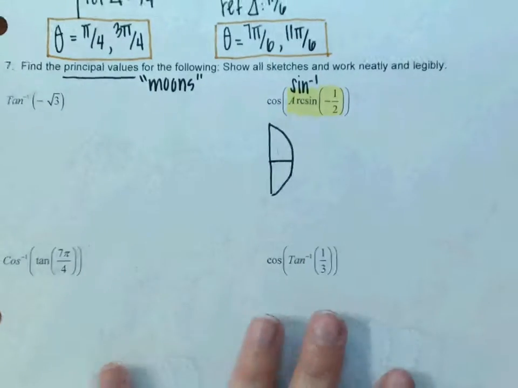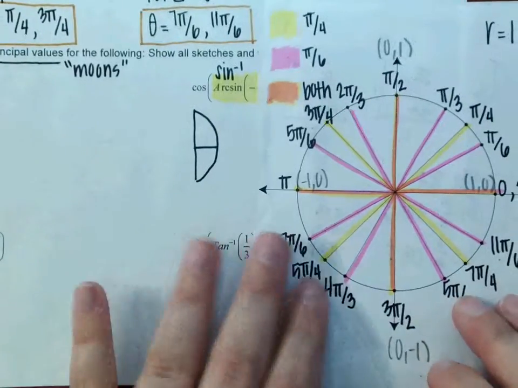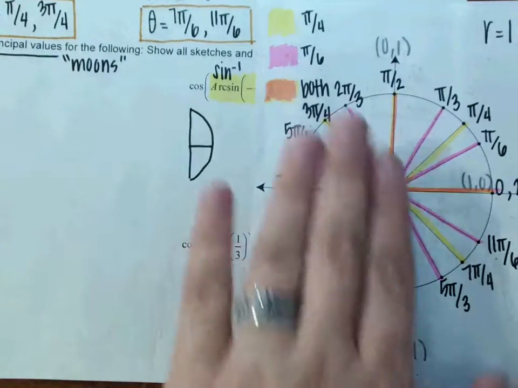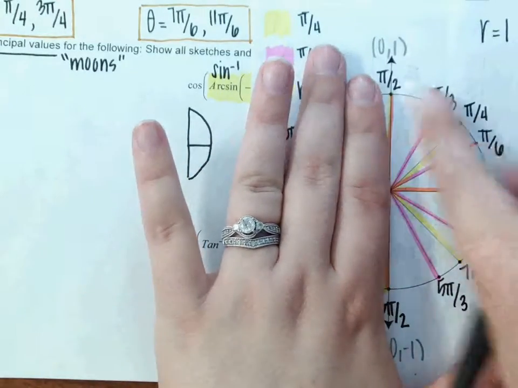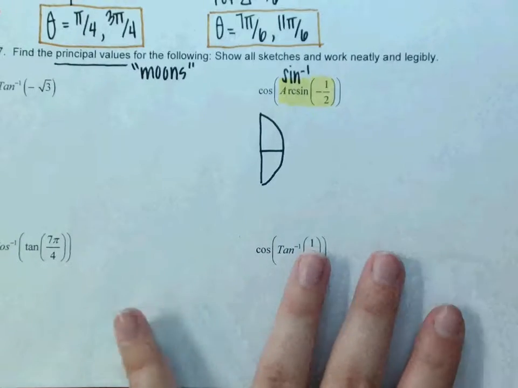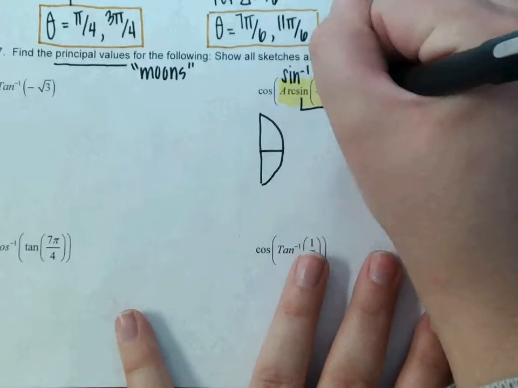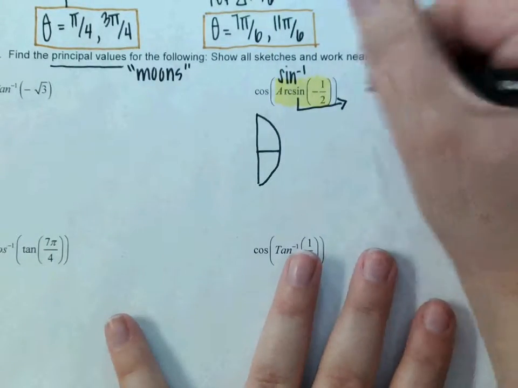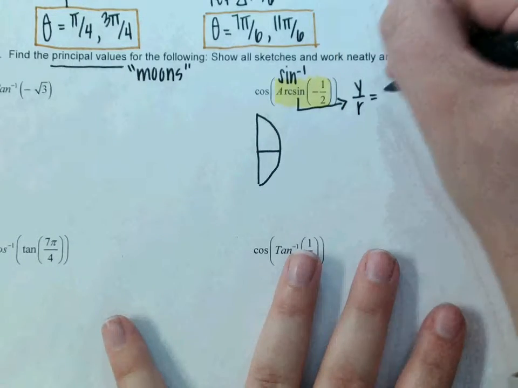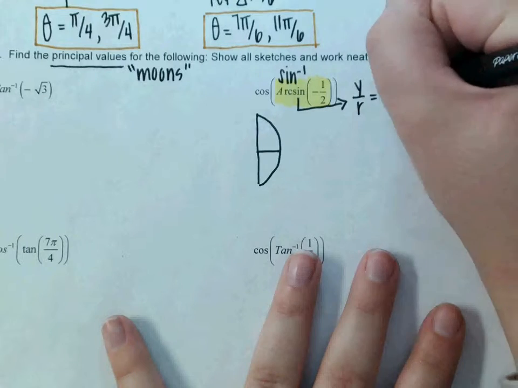So remember that when we're looking at our moons, or half circles, whatever you want to call them, it's just lining up with the unit circle. So if we're looking at the right side, that means we're looking at this side of the unit circle. Then, sine, so I'm just looking at this stuff right now. Sine is y/r. So that means our y is -1 and our r is 2.